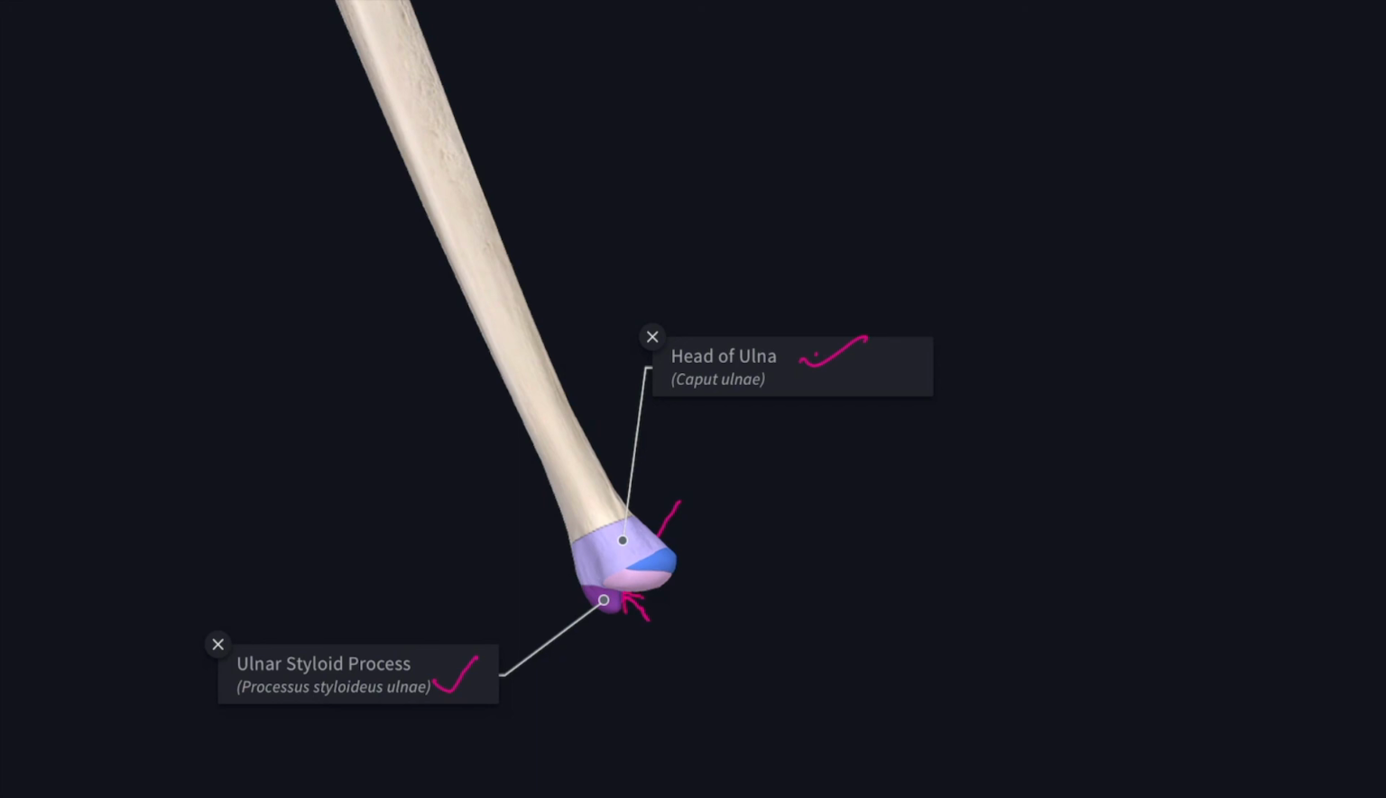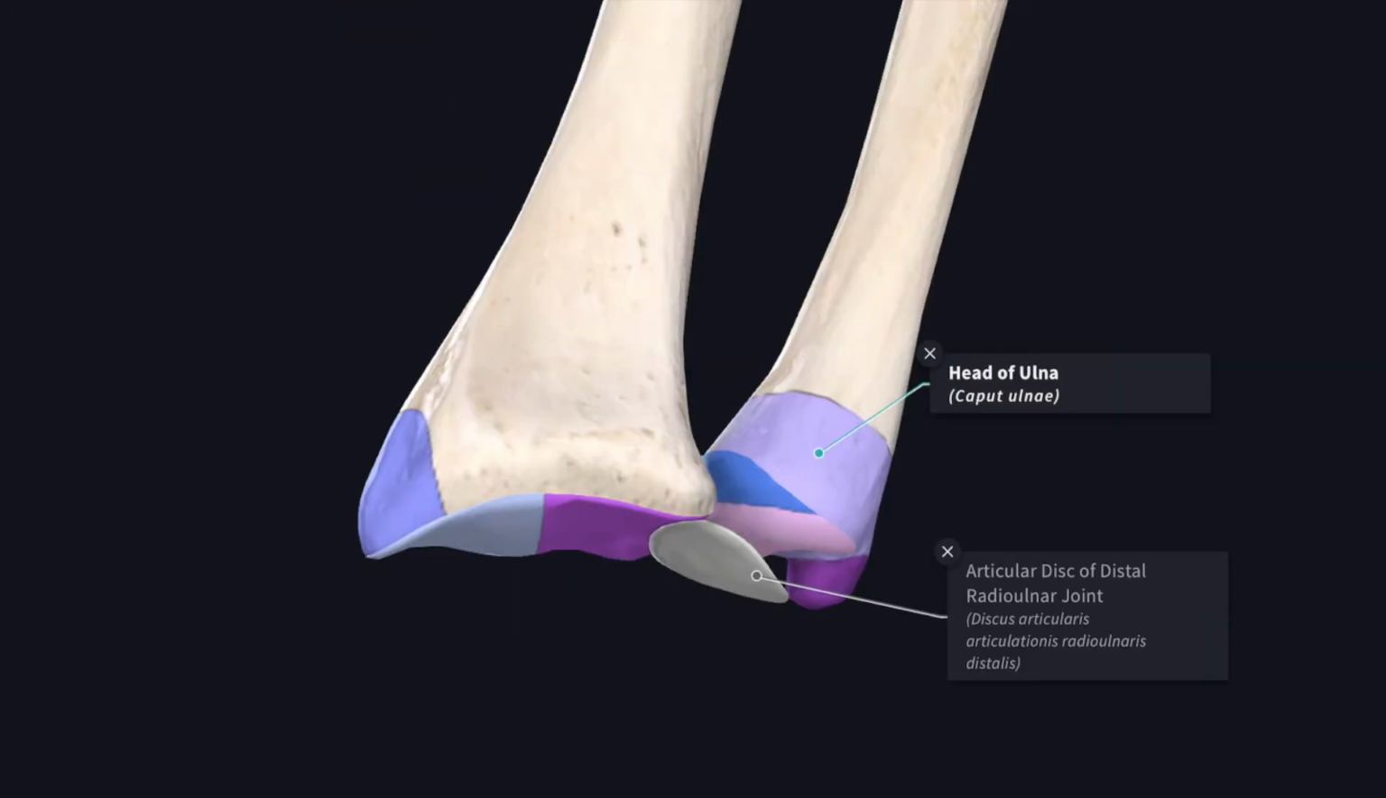So here you can see the head of the ulna articulating with the ulnar notch of the radius forming the inferior radio-ulnar joint, and the lower surface of the head comes in contact with the articular disc of the inferior radio-ulnar joint, thus preventing the head of the ulna from forming the wrist joint. The apex of the disc is attached to the depression between the undersurface of the ulnar head and its styloid process.